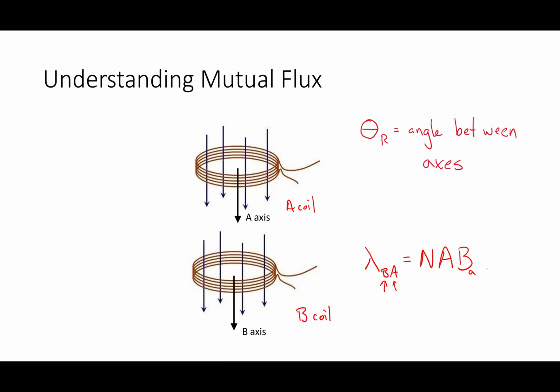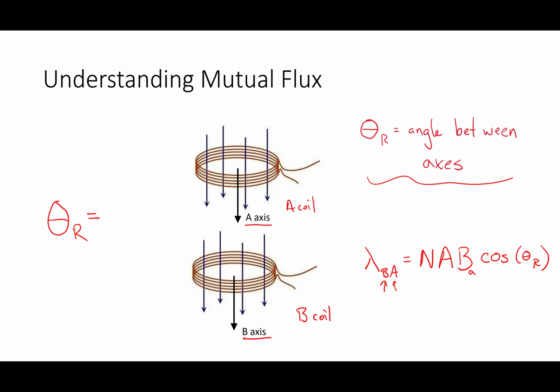So let's say the B field from coil A ends up being times the cosine of the angle between those two axes. So theta R is what I'm defining as the angle between these two axes. If I look at what I've drawn for the A axis and the B axis here, what is the value of the angle between this axis and this axis in this particular case? What number would you give that? What's the angle between those?